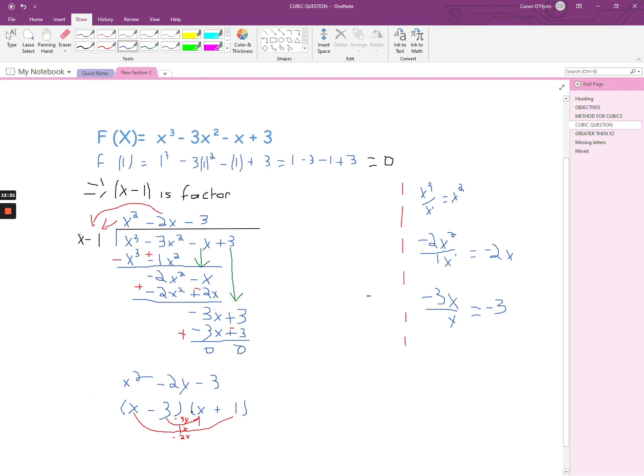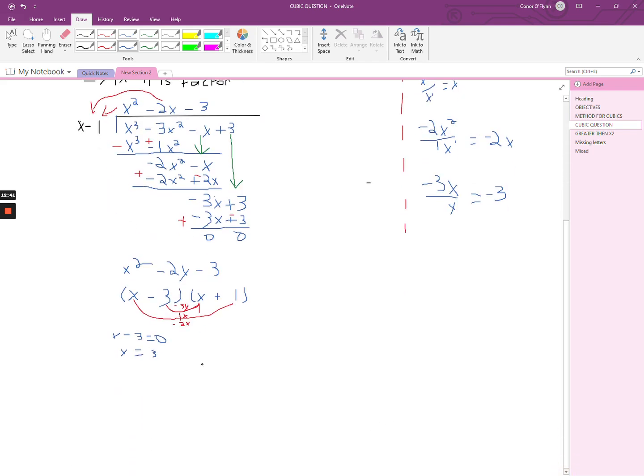So you just give it back. If x minus 3 is a factor, the opposite is the root, so x equals 3. Just set the bracket equal to 0. So for x, we'll just show the steps. x equals 3. x plus 1, that's a factor. So what does x equal? x has to equal minus 1. Okay, so I've got all my roots now.